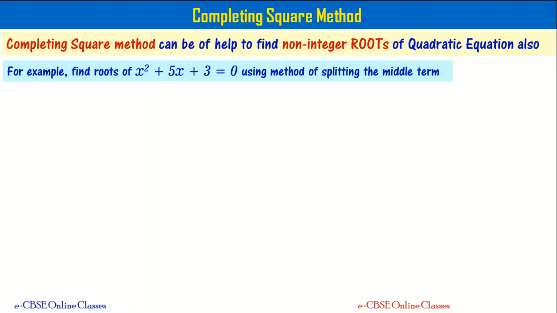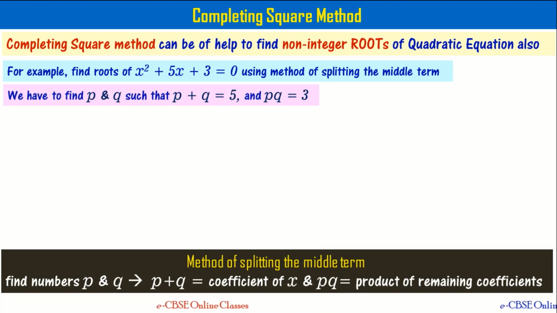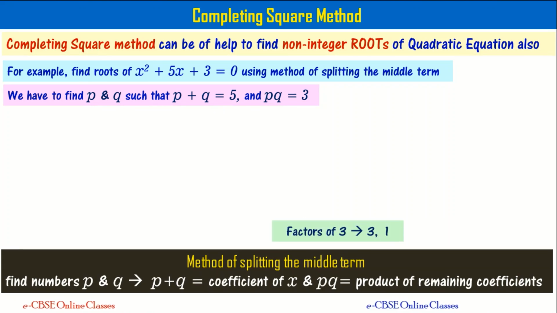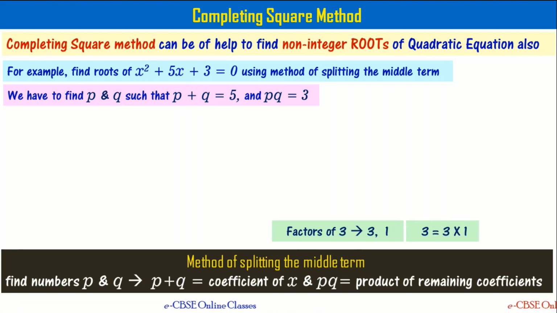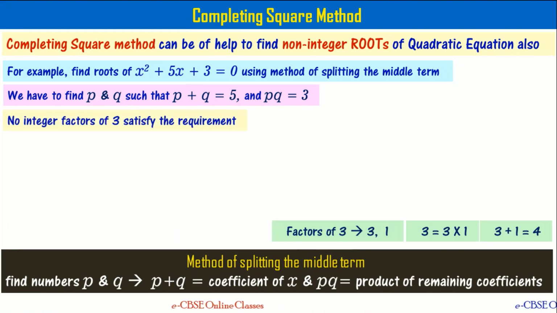using the method of splitting the middle term. So we have to find p and q such that p plus q equal to 5 and pq equal to 3, right? We know that factors of 3 are 3 and 1 only, right? So their product is 3, that is satisfying our requirement of pq equal to 3. Whereas their sum is not going to give you 5, whatever combinations you try. It means that no integer factors of 3 satisfy the requirement.